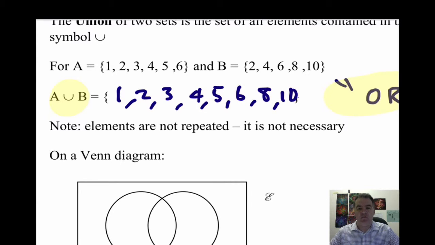We don't write the elements twice, so you can see 2 is in both sets. We don't write it twice when we're doing the union. Just write everything in both sets. Okay, so that is union, A or B. Is 10 in A or B? Yes, it's in B, so it's in the union.